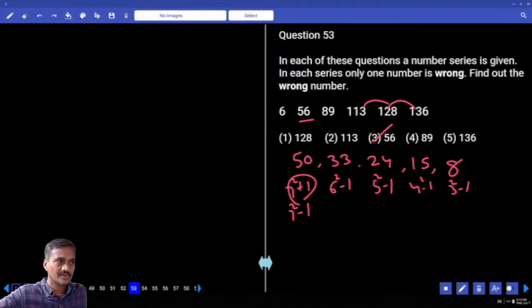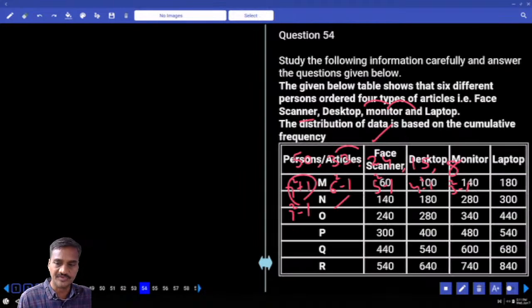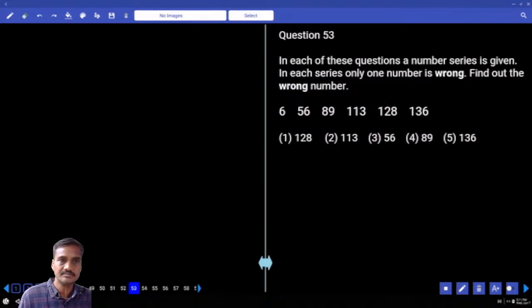Follow here. The given numbers can be written as n square minus 1. First initial difference must be 48. And if it is 48, add 2 here and 35 will be there. Done. And so choice 3, question number 53. Then 54, that's it. Clear?